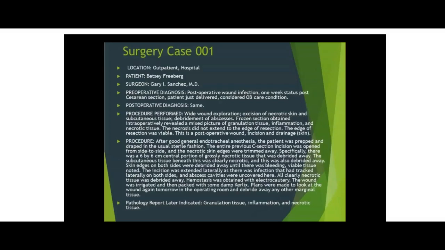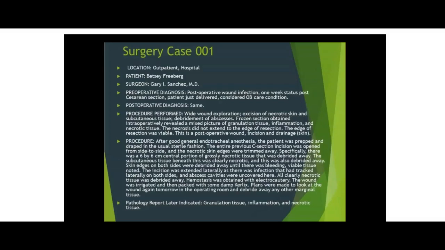Obviously, once they clean out the patient, they're going to make sure that the patient's wound or area is irrigated, and then they're going to put some Kerlix in there to absorb whatever is draining off, right? So we're not coding those separate. That's part of the incision and drainage. And then plans were made to look at the wound again tomorrow in the operating room and debride away any other marginal tissue.